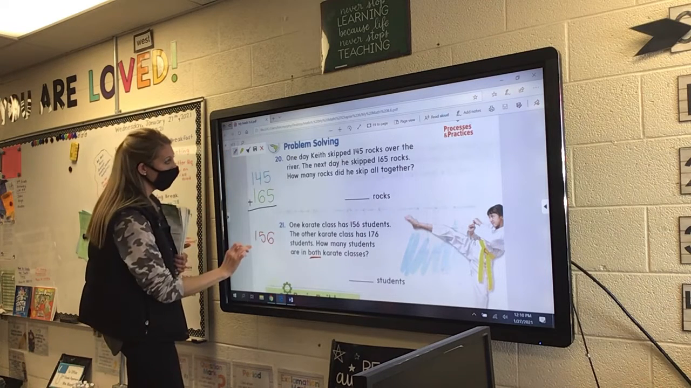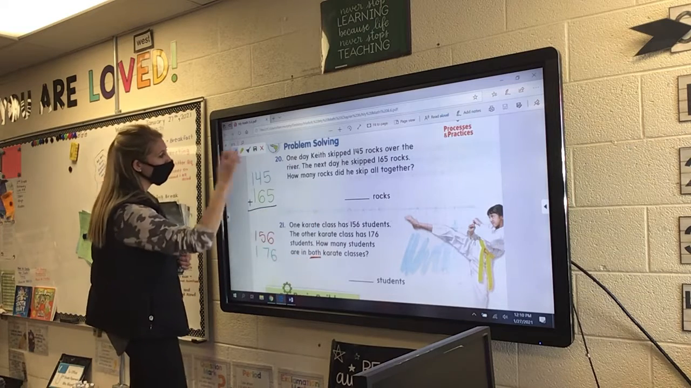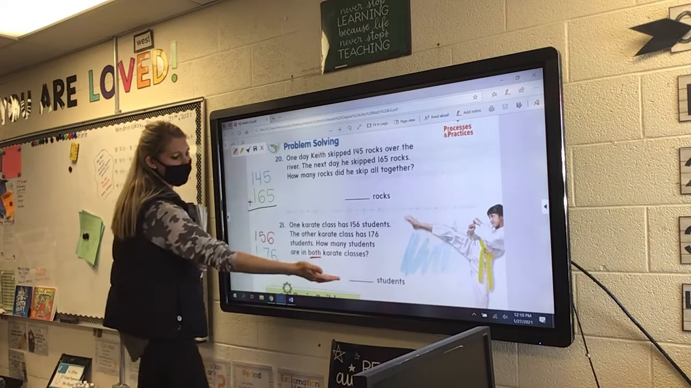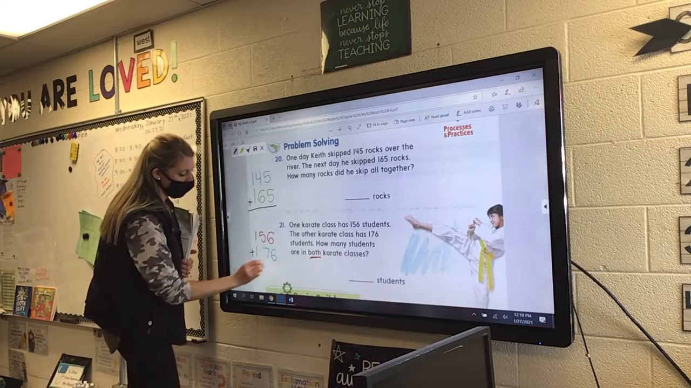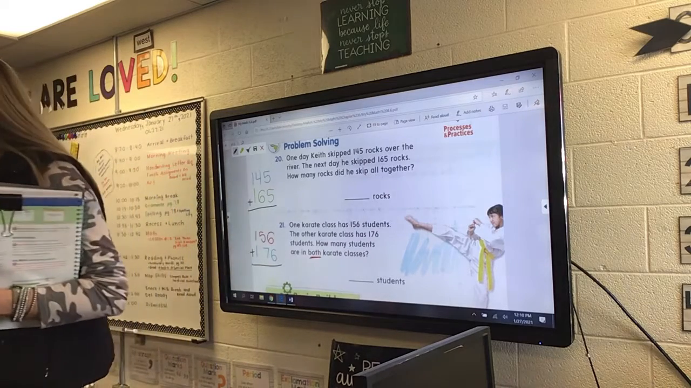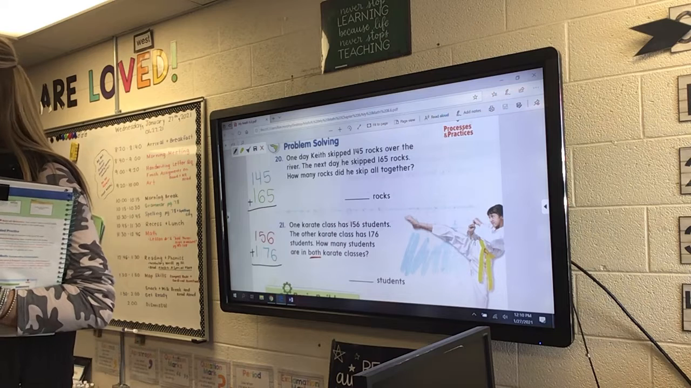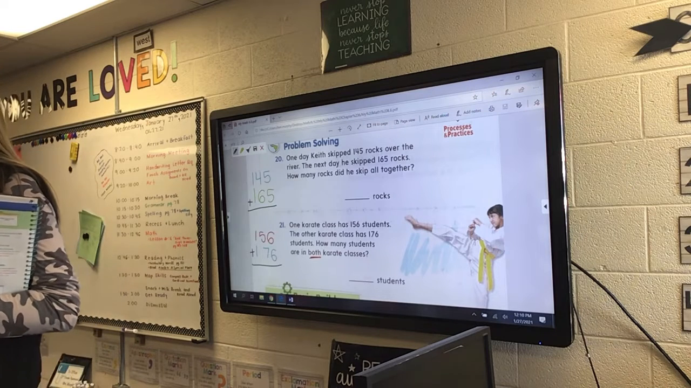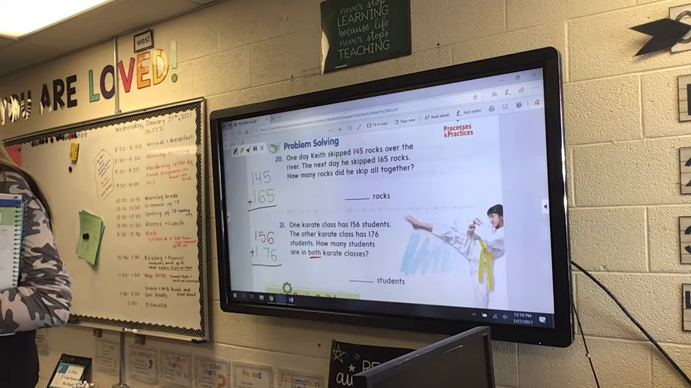Okay? Now, when you get done with these, make sure you write your answer over here in the slot where it's asking the number of students, the number of rocks. You can cross off the brain builders like we normally do. And then you're going to quietly flip it over to independent practice and you're going to finish that on your own.